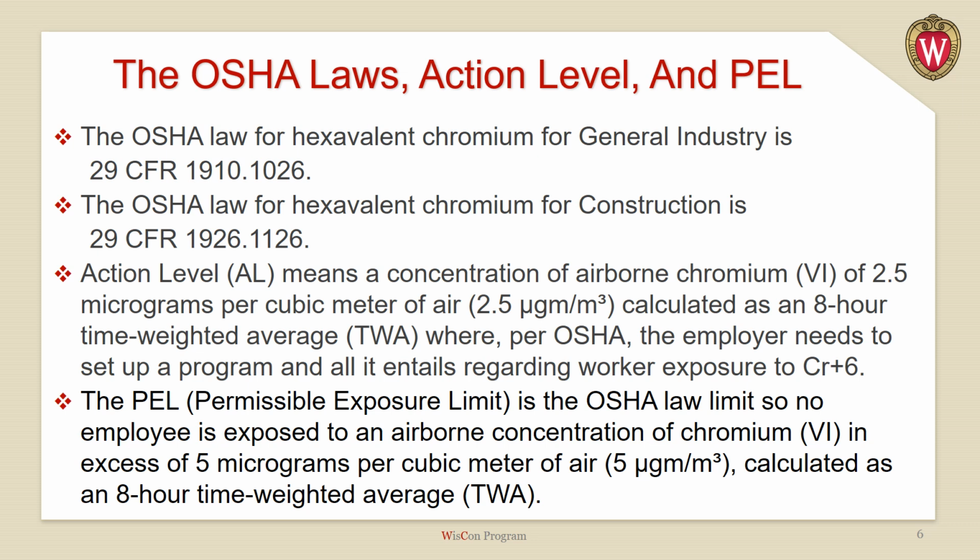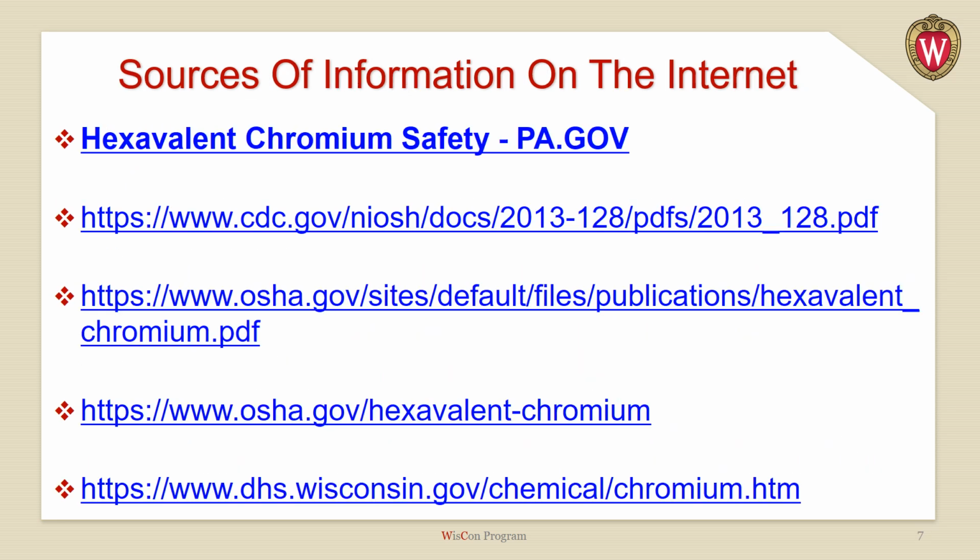calculated as an 8-hour time-weighted average, where per OSHA, the employer needs to set up a program and all it entails regarding workers' exposure to chromium-6. The PEL, permissible exposure limit, is the OSHA law limit, so no employee is exposed to an airborne concentration of chromium-6 in excess of 5 micrograms per cubic meter of air, calculated as an 8-hour time-weighted average.